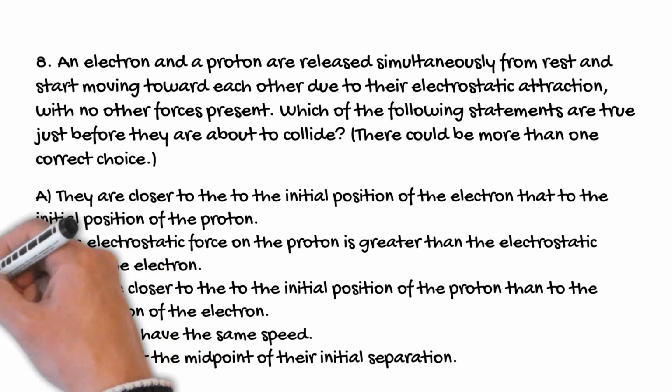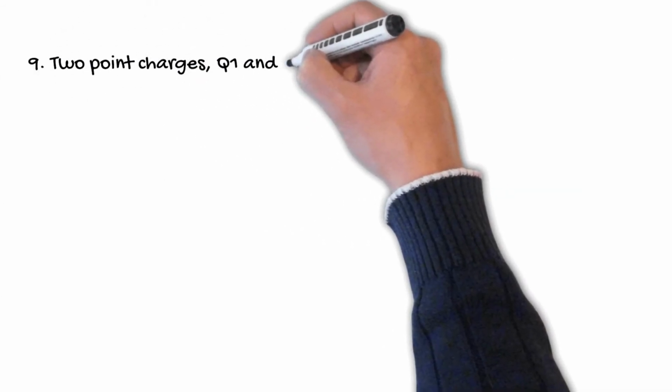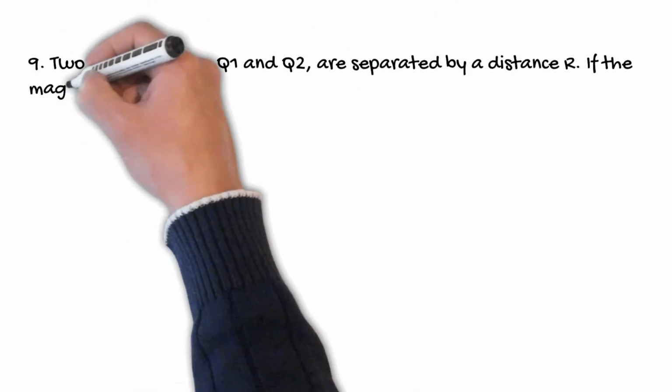So the proton will have a smaller acceleration. There is the answer. They are closer to the initial position of the proton than to the initial position of the electron. Why? Because the proton has a smaller acceleration. It doesn't move that much. So the electron would have moved a lot more.